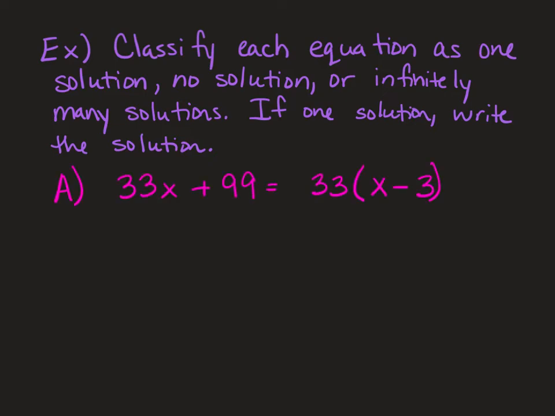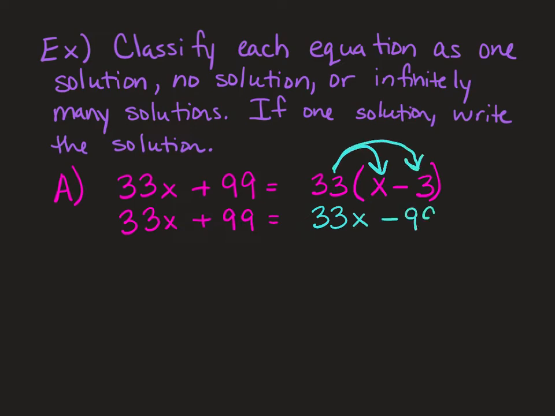Part A, 33x plus 99 equals 33 times the group x minus 3. So we'll start by bringing down the left side. There's no simplifying that we can do on the left side. But on the right side, we can use the distributive property. 33 times x is 33x. 33 times negative 3 is negative 99.